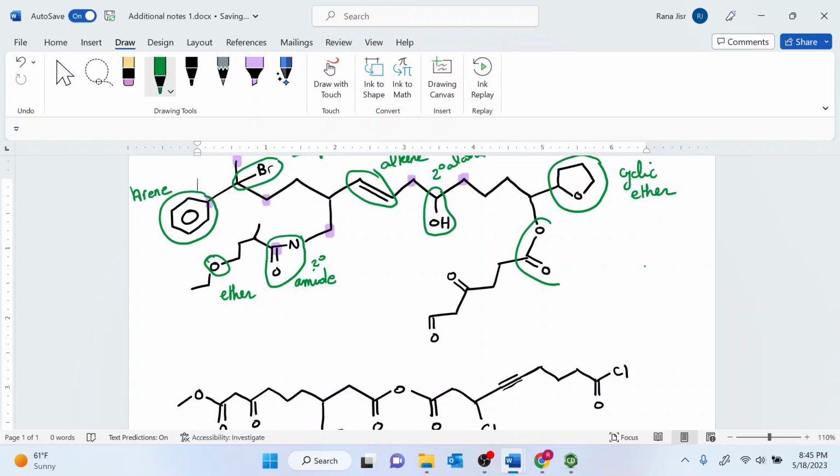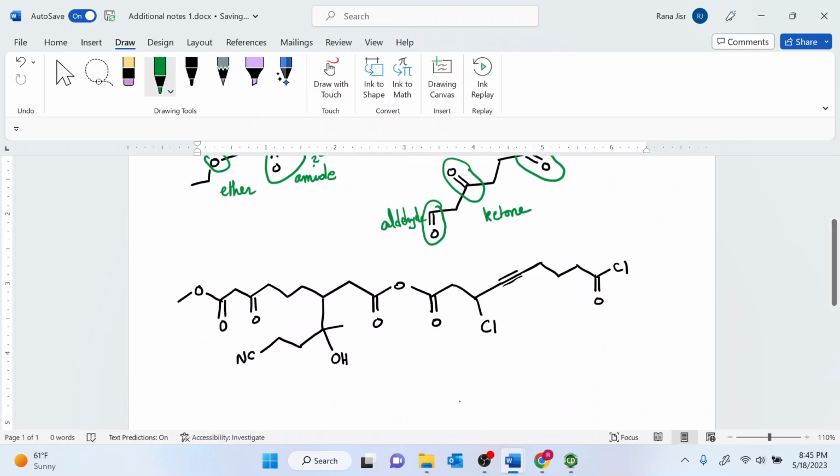Oxygen here is connected to the carbonyl, so I have to circle both, and this is an ester. This is a ketone. There is nothing on both sides. There is no oxygen or anything on both sides, so this is a ketone. And because the carbonyl here is at the end, this is an aldehyde. Aldehydes always occur at the end. So you have here the ester.